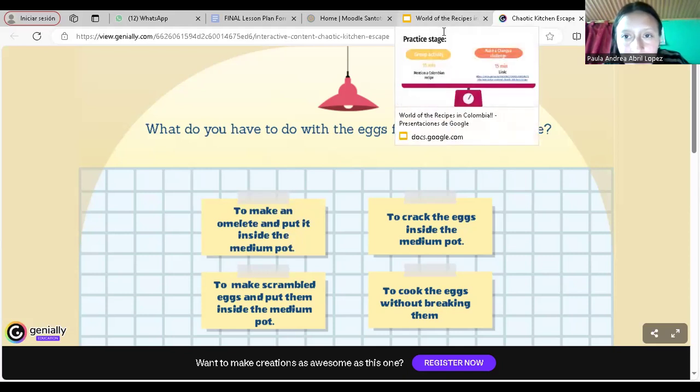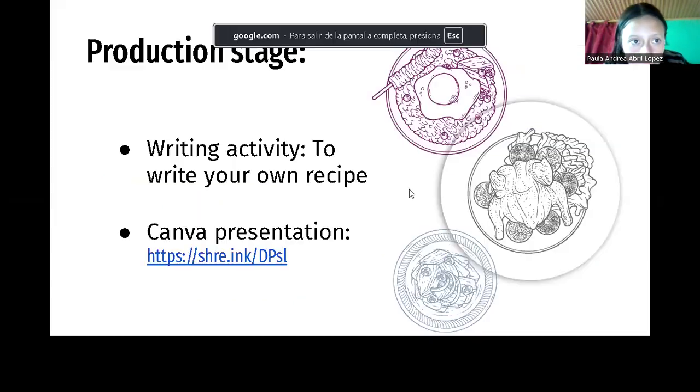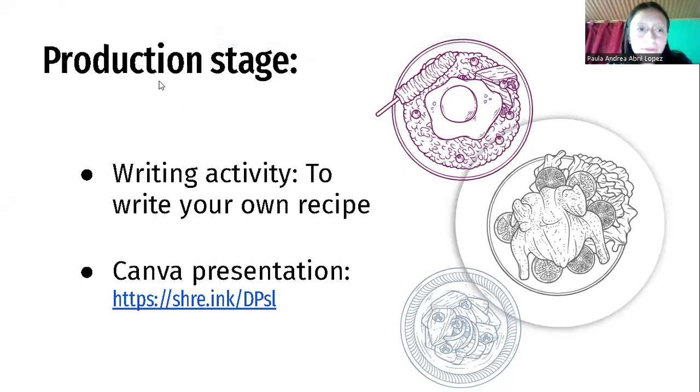And well, that's all for the practice stage. You have to finish the make a changua challenge with your partner, and after that, at the end, we have a production stage.